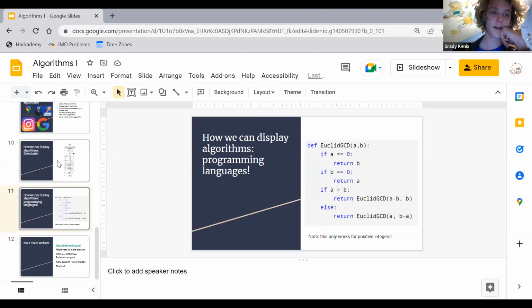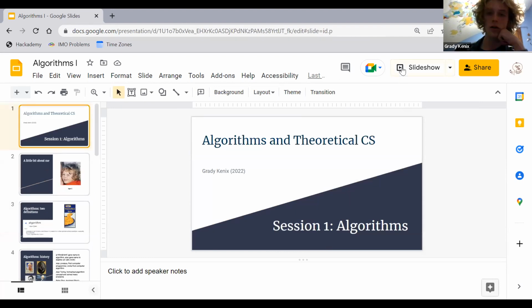So, not this part. Back up here. Slideshow. We'll be off.